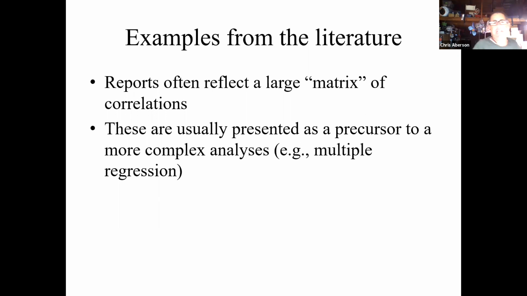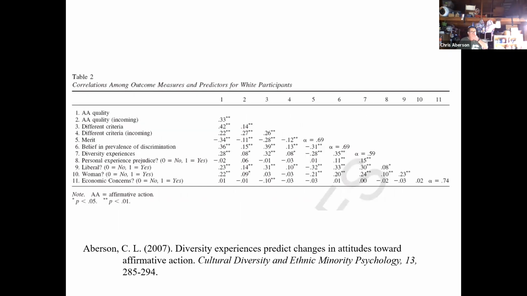Taking a look at what you would see in the literature, I think I have a couple of things in this section from my own papers. These are usually presented in a large matrix as a precursor to doing other analyses. Here's a study I did about how people's attitudes toward affirmative action change after college diversity experiences, having instructors of color, having ethnic studies courses and things of that nature.